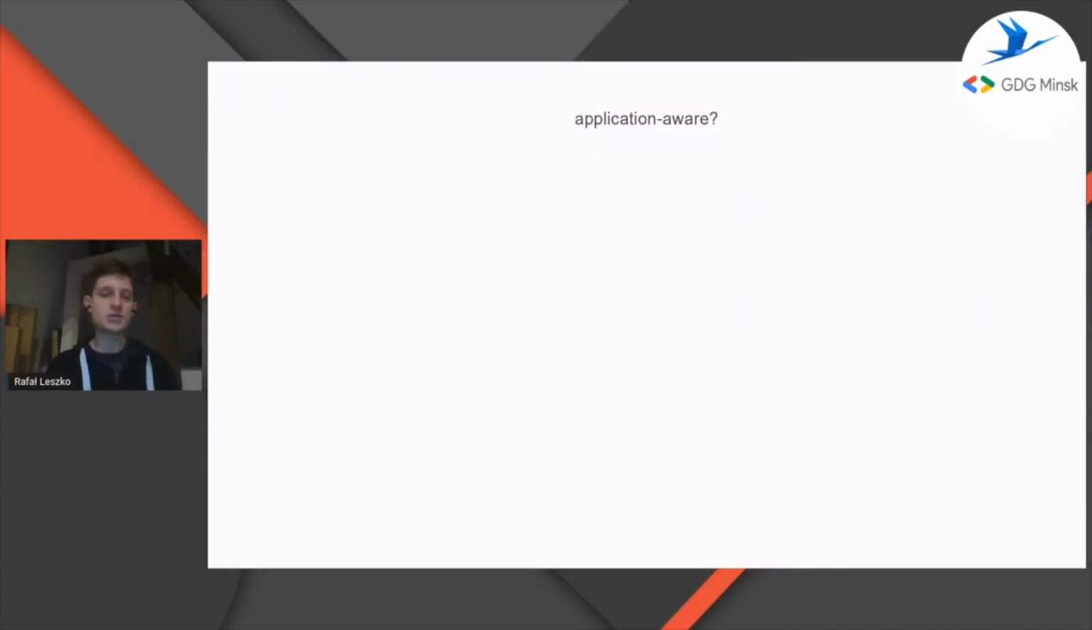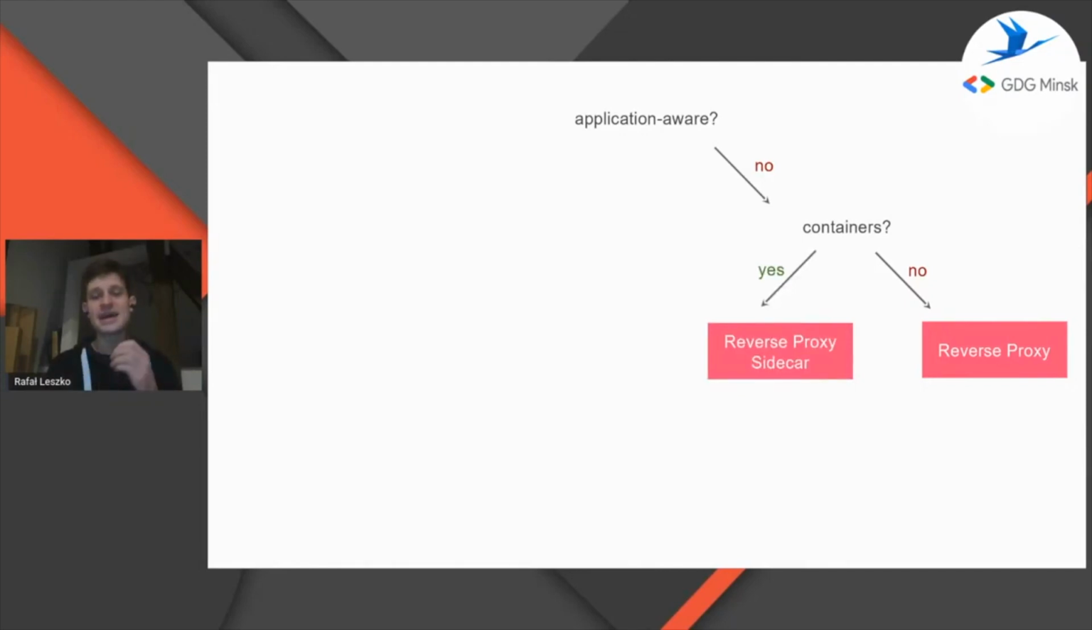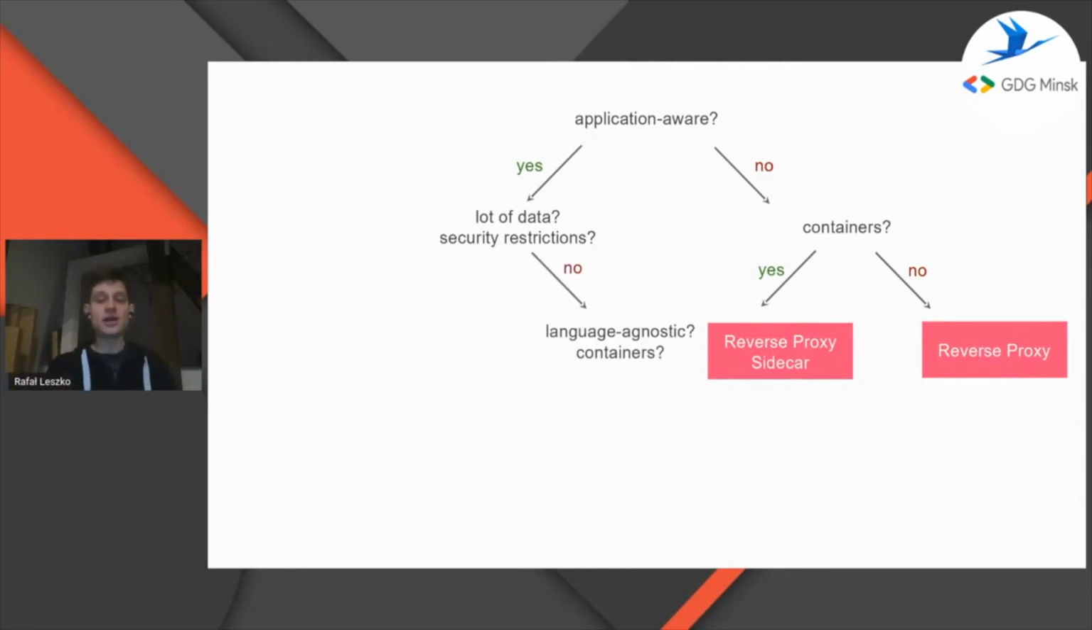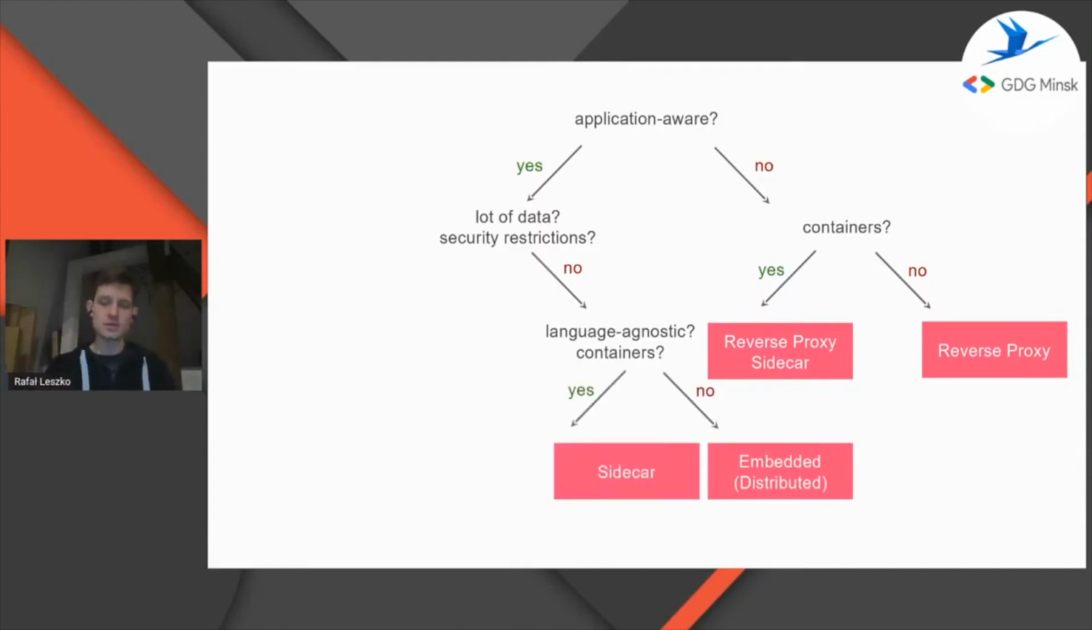So the first question I would ask is, does my application need to be aware of the cache? If no, do I run containers? If no, use reverse proxy like NGINX. If yes, use reverse proxy sidecar as soon as there is a major solution available. However, if your application needs to be aware of the caching, then the next question you should ask is, do I have a lot of data? Or do I have some security restriction, like working in a big enterprise? If no, then if you are language agnostic, if you don't use containers, use embedded cache. If yes, use sidecar caching.